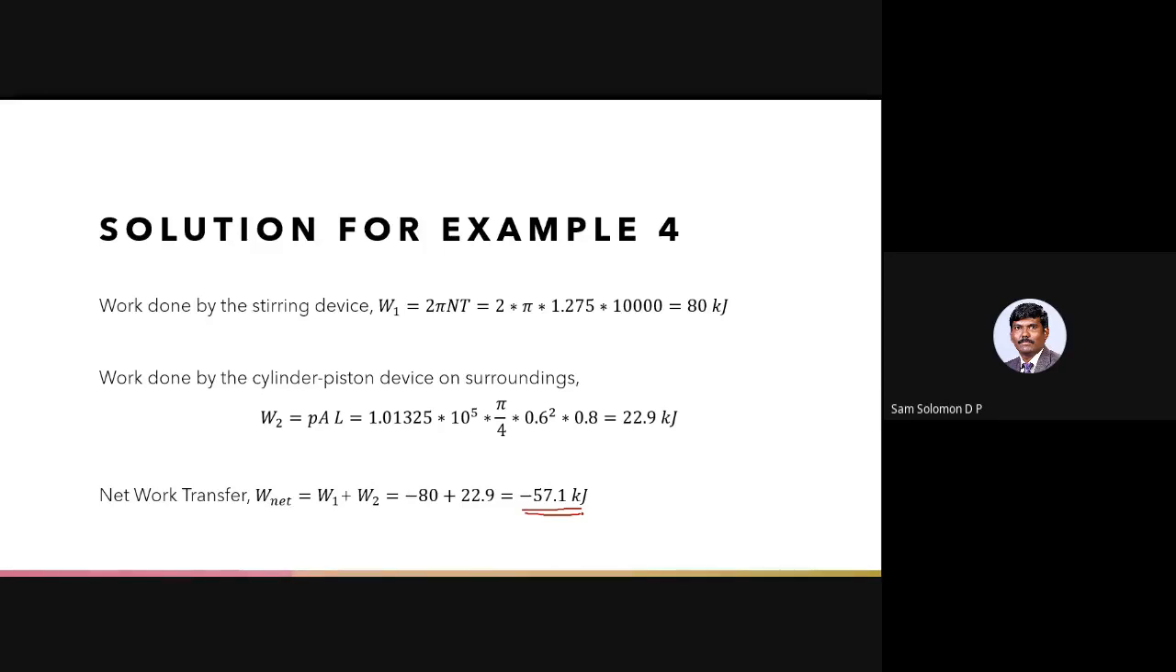Okay. So actually, the work is being done on the piston, sir. Work is done on the piston, right? By whom? By the fluid. Yes. So that is a work output, right? It is pushing the piston. Okay. So cylinder piston arrangement is there. So the fluid is doing some work on the surroundings. You can look here that it is work done by the cylinder piston device on the surroundings. So it is work output. So it is positive.